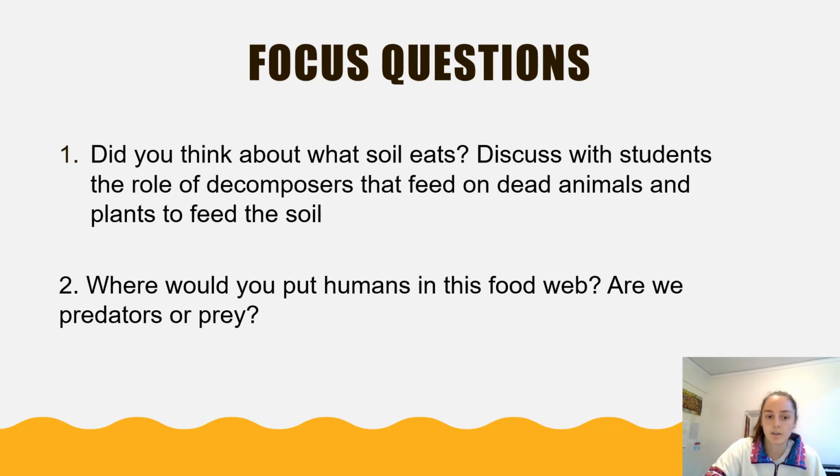And these two focus questions: did you think about what soil eats? In my food web, there were no arrows going to the soil. So we'll have a discussion with students about the role of decomposers that feed on dead organisms to feed the soil. Second focus question would be, where would you put humans in this food web? Thinking, are we predators or prey? That's about it.